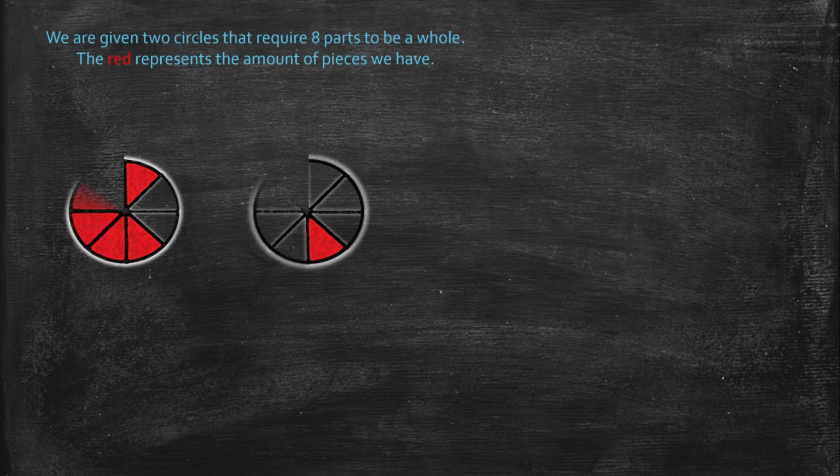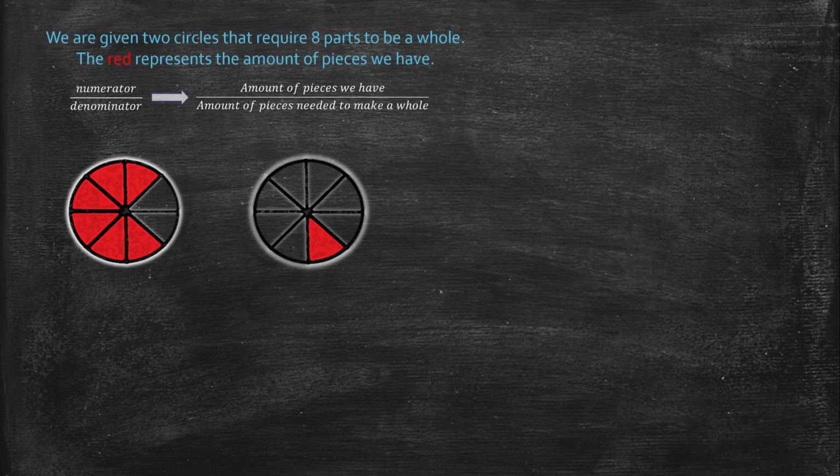Now, we are given two circles that require 8 parts to be a whole. The red represents the amount of pieces we have. Remember, the numerator is the amount of pieces we have. So the red represents the numerator in this problem. The denominator is the amount of pieces needed to make a whole, which it states is 8 parts to be a whole. So 8 would be our denominator.